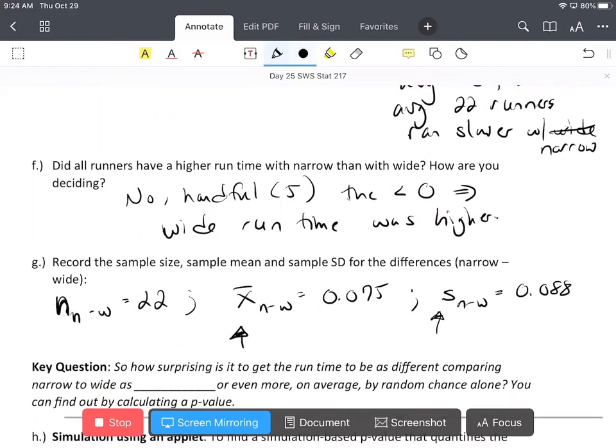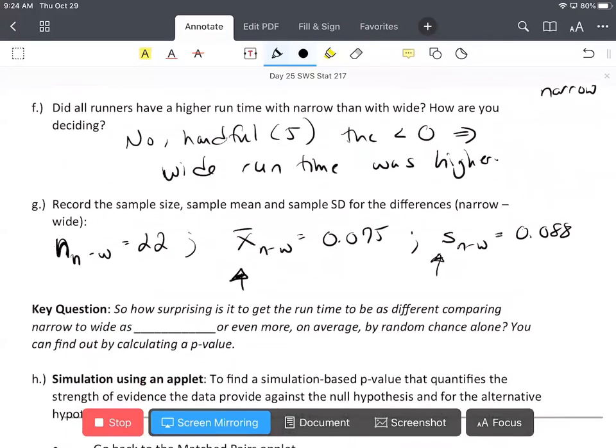So the key question, once again, we come back to that key question again and again. Hopefully this is really starting to sink in. How surprising is it to get the runtime to be as different comparing narrow to wide as, well, what are we looking at? Hopefully you thought, oh, the sample statistic, 0.075, or even more on average by random chance alone. We can find out by calculating a p-value.